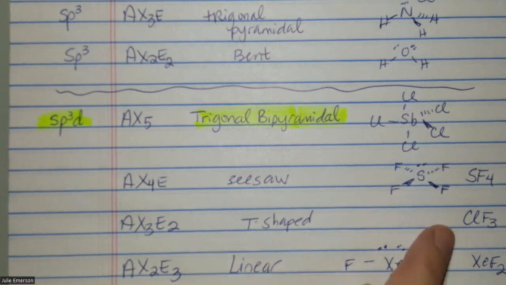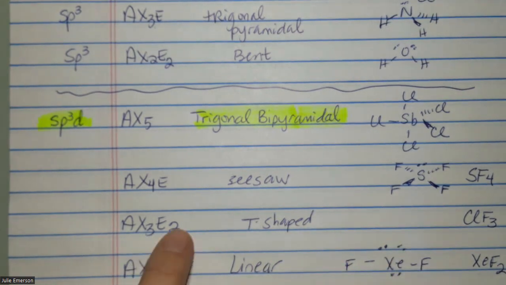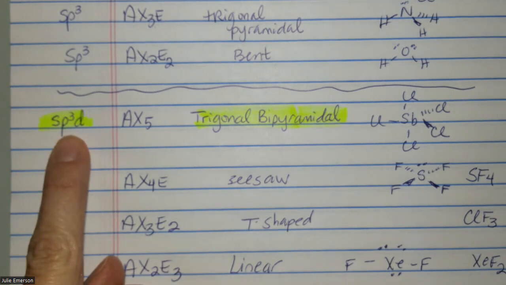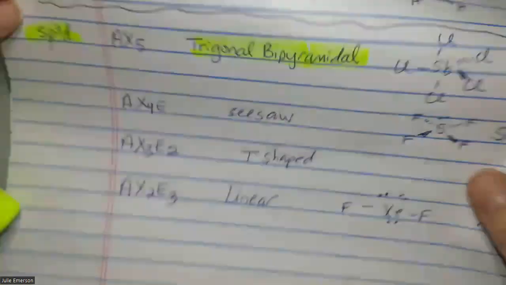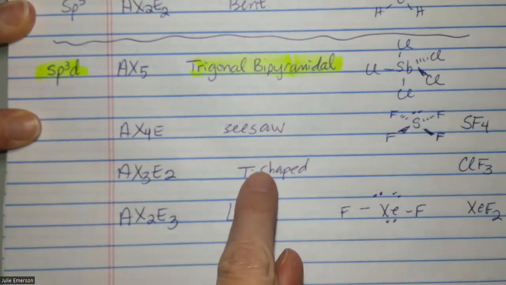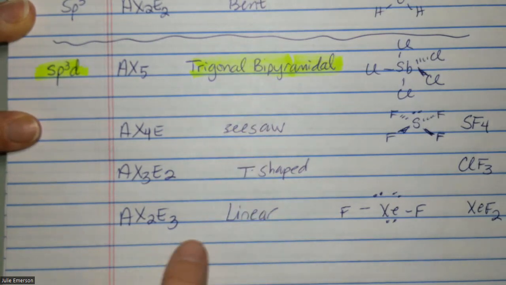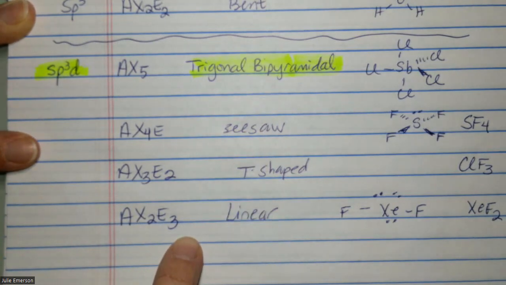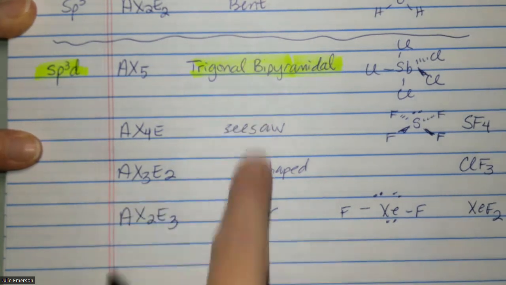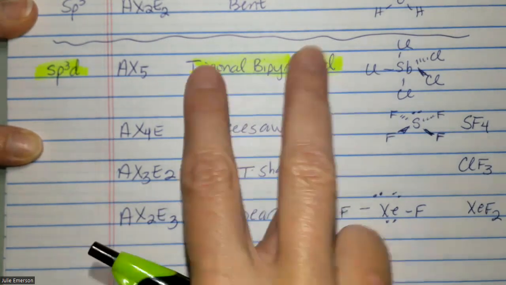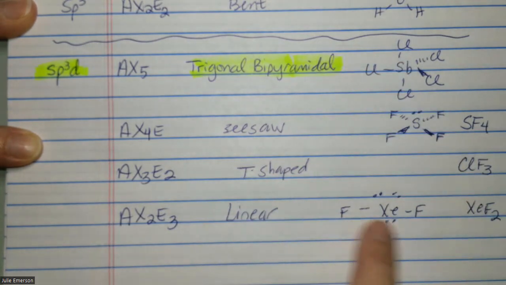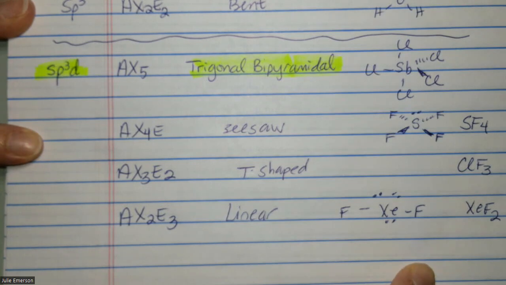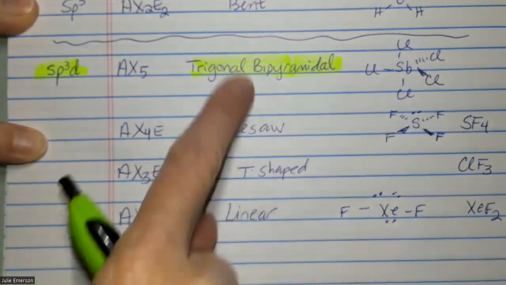AX3E2, T-shaped. We saw the chlorine trifluoride. 3 plus 2, still 5, still need 5 orbital hybrids. The AX2E3 linear, still a total of 5, right? So seesaw, T-shaped, linear. AX2E3 linear, not to be confused with just AX2 linear, but all of these here have the same electron group of trigonal bipyramidal. The shape is different. What we see is different because now we've got lone pairs that we don't see. But what we see are the bonding pairs, right? All the bonds and the molecule structure we see. So what's here is the molecular shape.